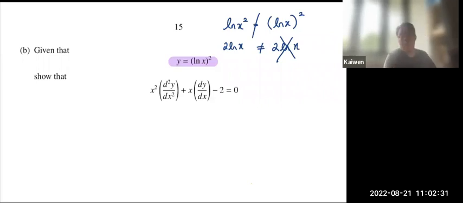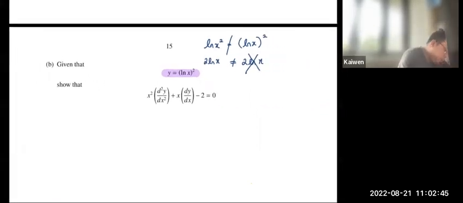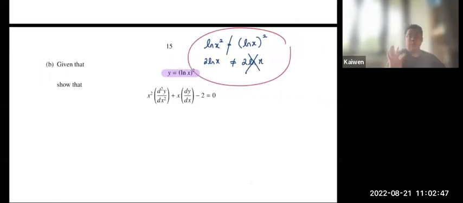So a lot of people, when they differentiated this, gave me 2 over x as the first derivative, which is wrong. That's not the correct way to do it. The first derivative for this needs the chain rule. It should be 2 ln x over x, if you tried the question. So I just want to stress this very important point. Just be a bit careful.